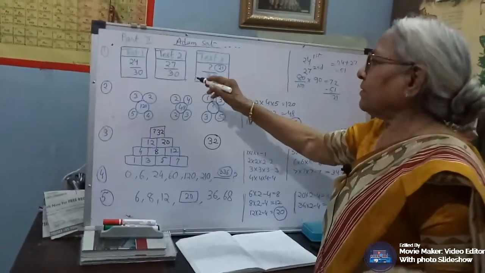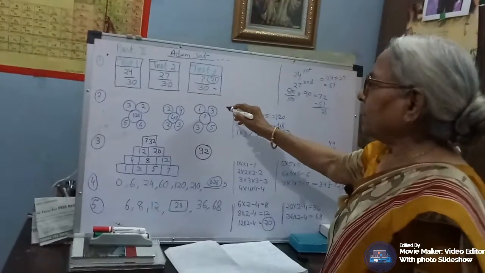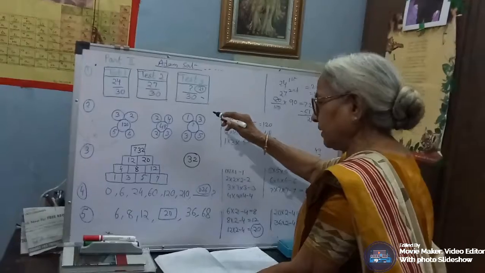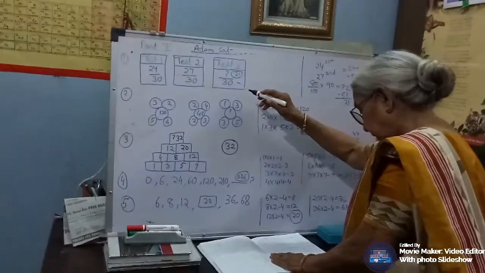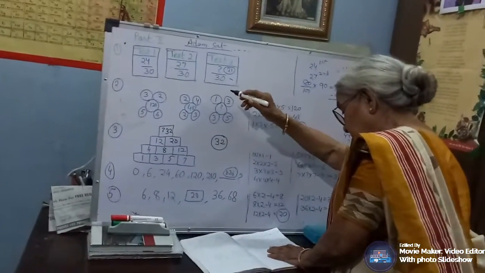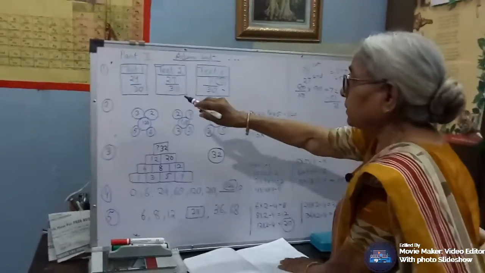Now I am starting the explanation of part 2, logical questions. Question number 1: Adam sat in 3 spelling tests and got 80% of the total words correct. Here are his results.